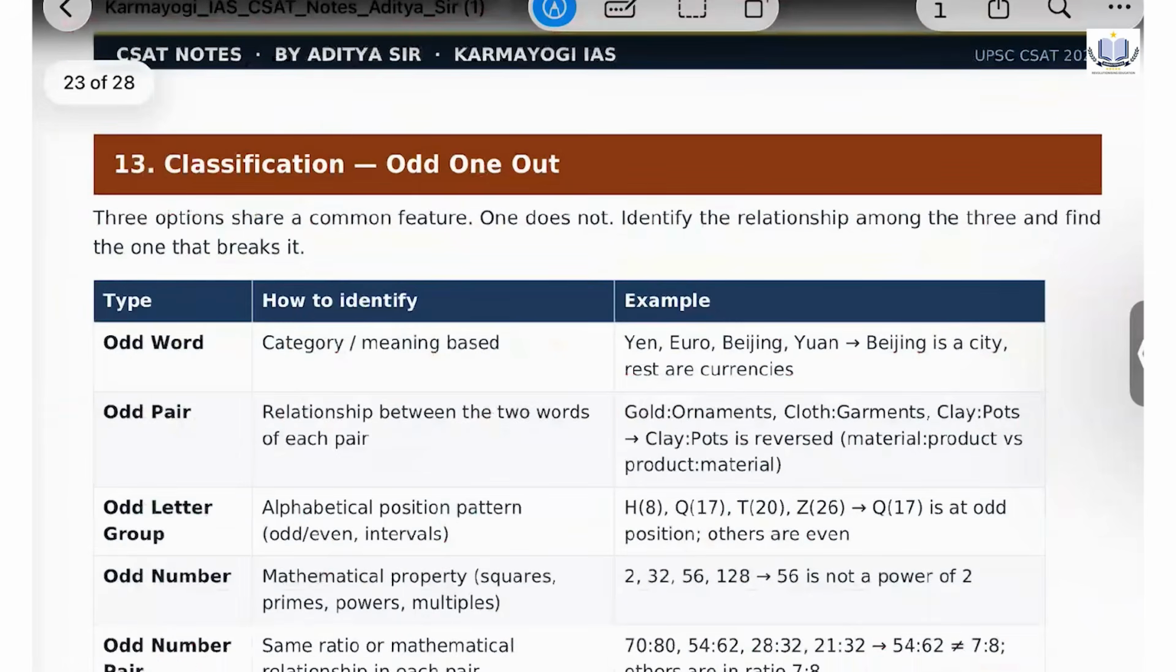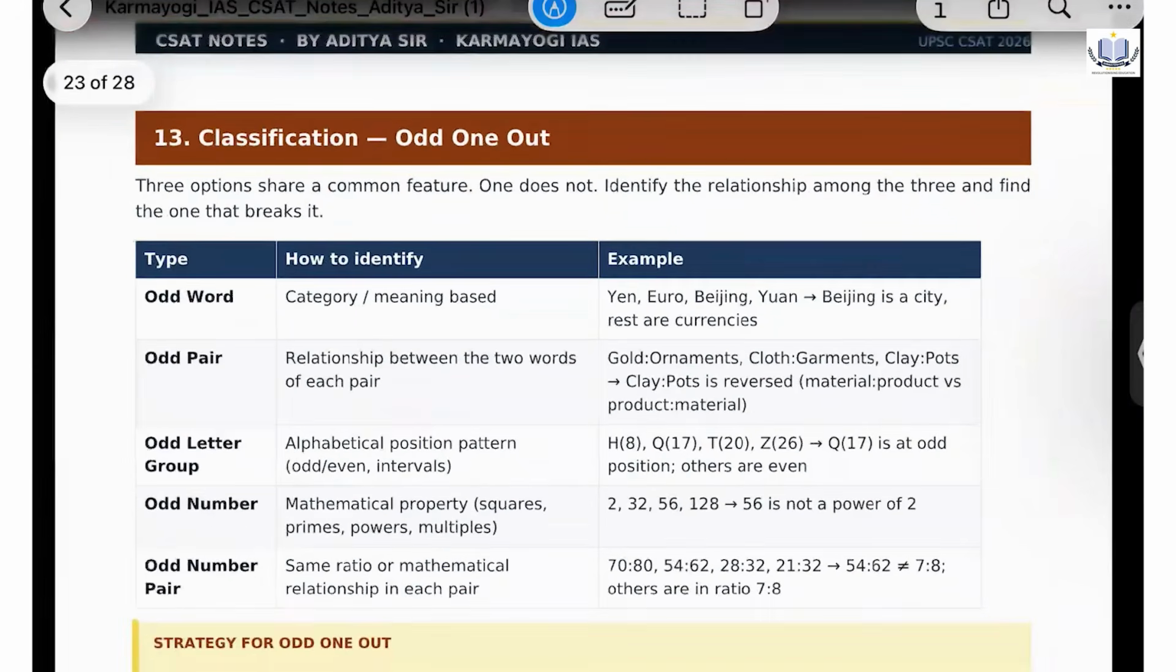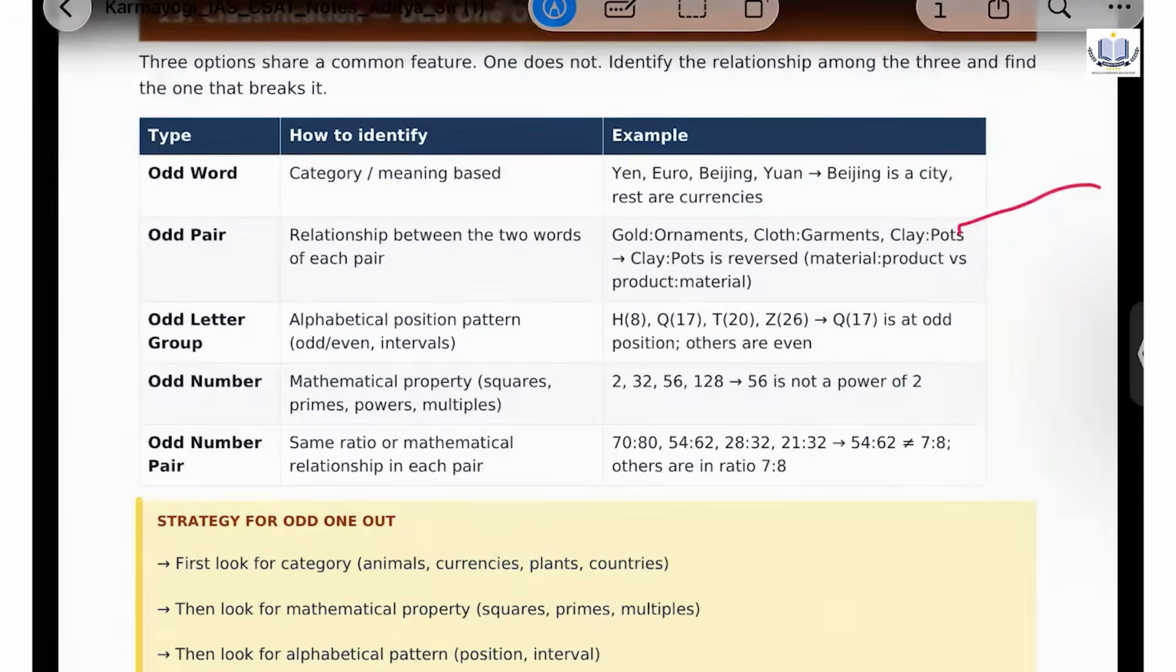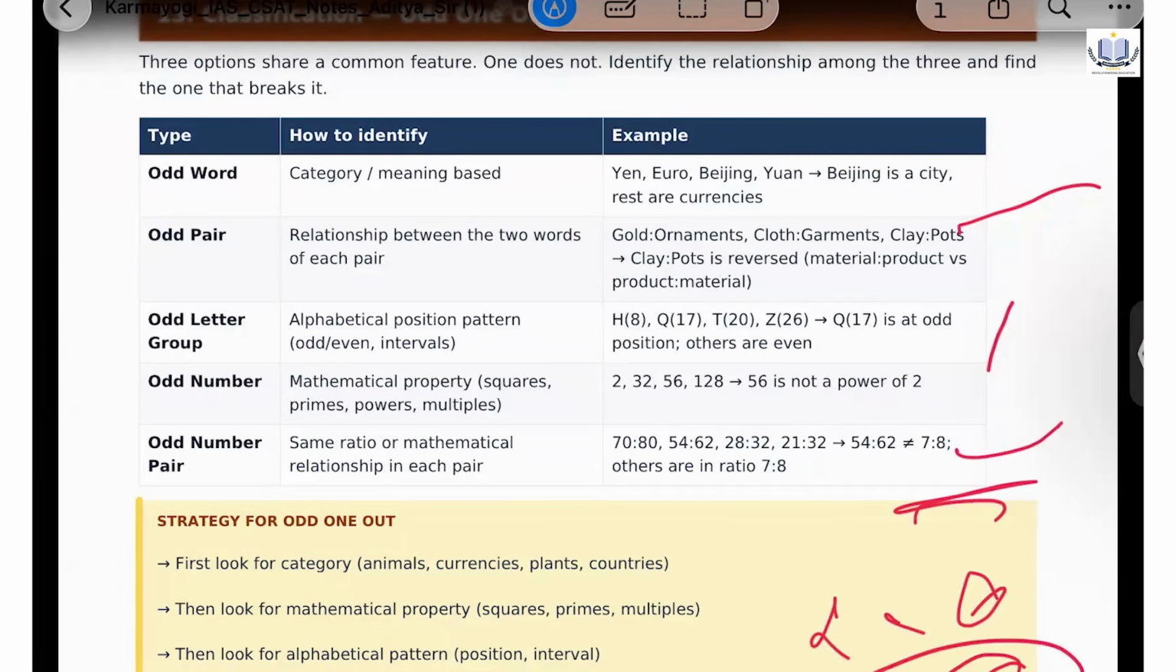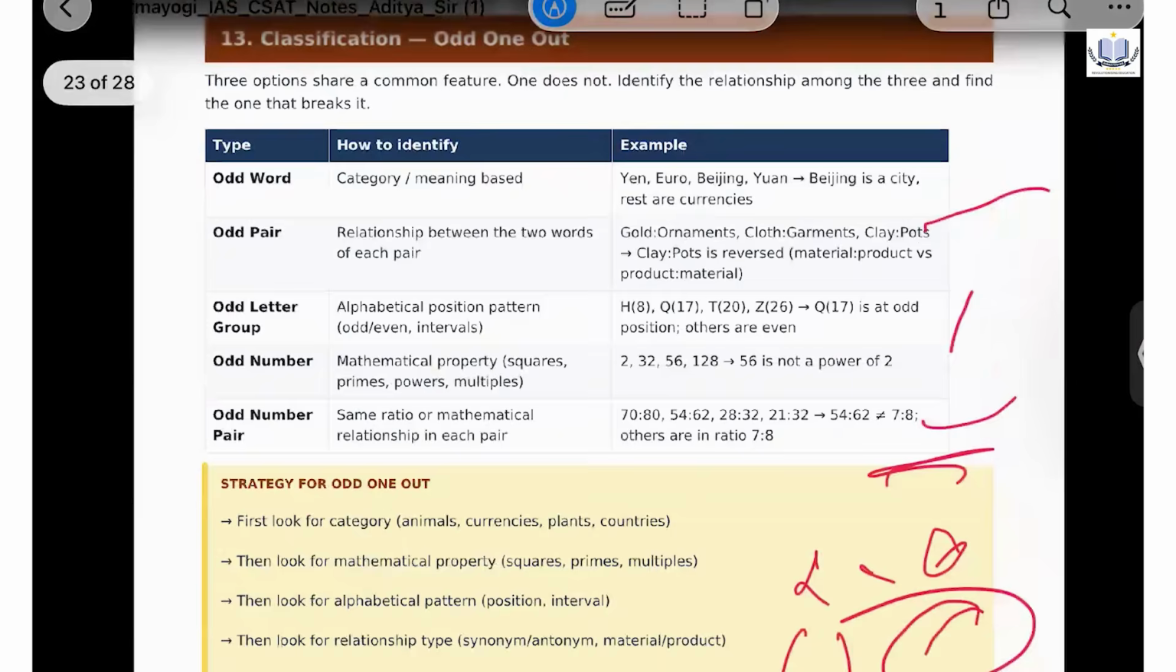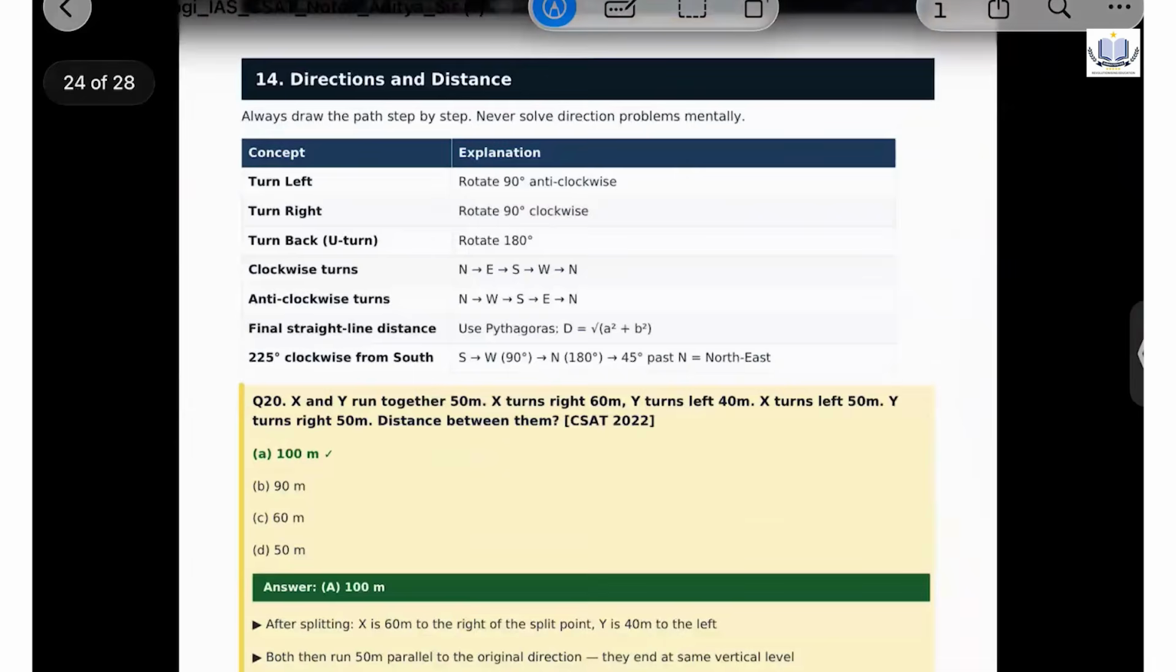अभी odd one out होते हैं. Odd one out is that some currency will be there. उसमें city will be mentioned. Gold ornament, cloth, garment, anything can be there. Odd one out. You have to find something which doesn't have the same kind of relationship. Odd numbers होंगे उसमें even number they will put up. Pairs में relation same होगा. एक pair में there won't be the same relation. So this kind of a question also they can ask you.